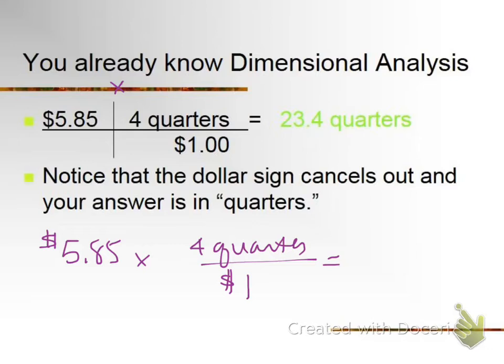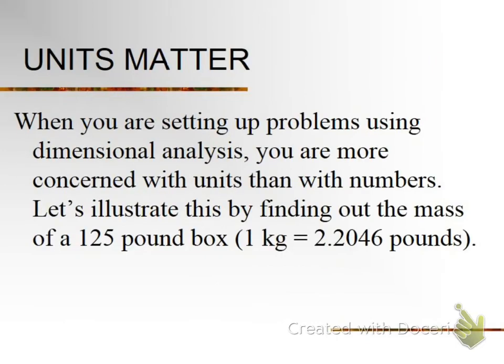I do not require that you use the grid. You can use it the other way if you want. Okay, but this means times that. So these are your numerators, these are your denominators. Okay? All right, so let's do another one. This one is saying, if you have a 125-pound box, how many kilograms would that be? And it gives you the conversion factor. So we're going to set that up like this.